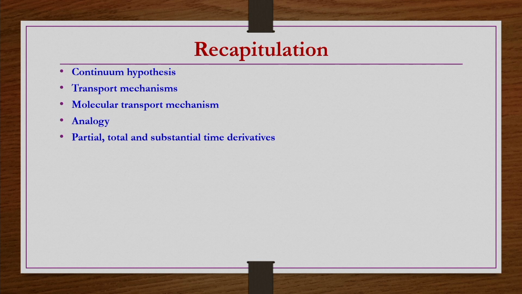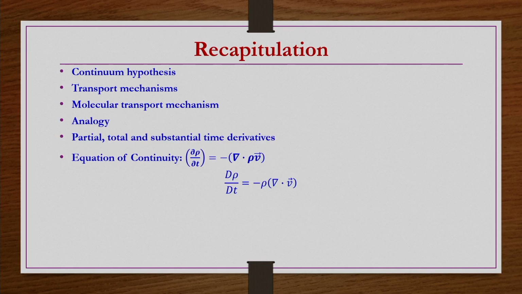Okay. Then we have also derived the equation of continuity, that is nothing but conservation of mass, and we got ∂ρ/∂t equals minus ∇·ρv. This equation we have written in rectangular coordinates, cylindrical coordinates and spherical coordinates. If the same equation is written in substantial time derivative form, then Dρ/Dt equals minus ρ ∇·v, that is what we get.